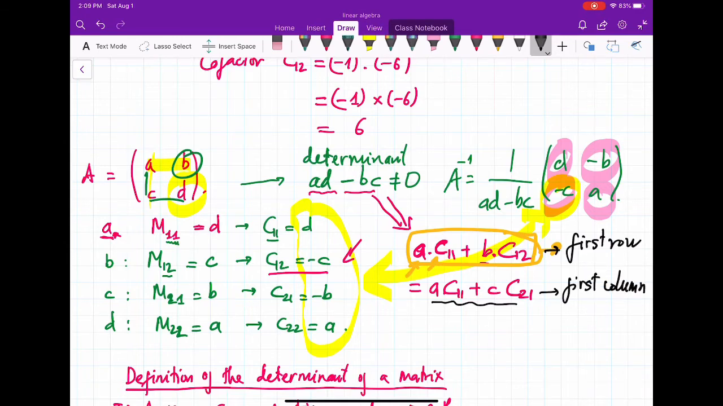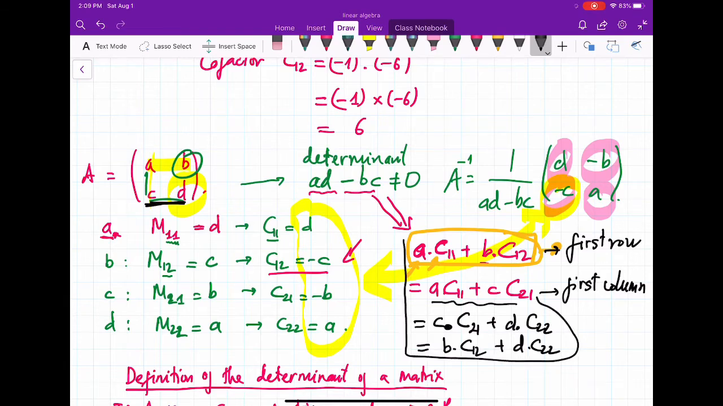You see that? Or at the same time, you might write, yeah, you can choose the second row. So what is AD, right? AD would be, if I start from C, C times the cofactor C21, right? Plus D times C22, you see? Or if you choose the second column, you have B times C21 plus D times C22. All these four expressions are the same, but from different points of view, right? It depends on how you look at this expression, AD minus BC.